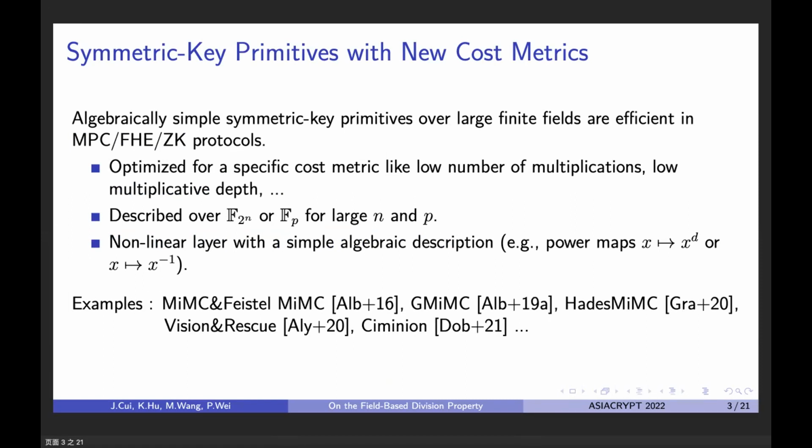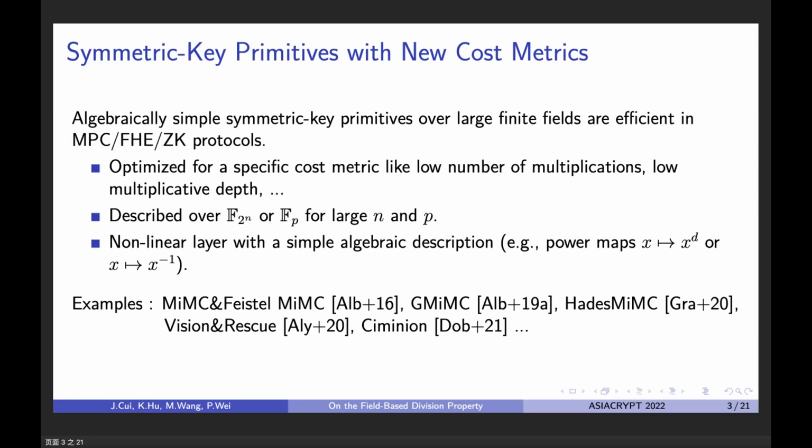So new cost metrics like a low number of multiplications and low multiplicative depth are desired. To be efficient, these primitives usually work over a large binary extension field F2 to the n, or a large prime field. Since the size of the field is large, the S-box cannot be pre-computed or pre-stored as in traditional ciphers. So we have a simple algebraic representation like power maps, x maps to x to the d, or the inverse of x. As a result, these new primitives are often algebraically simple.